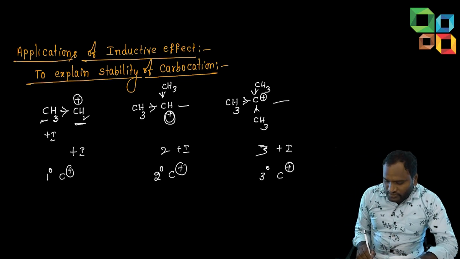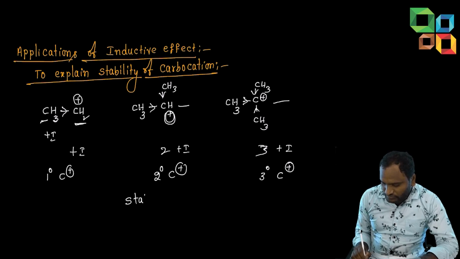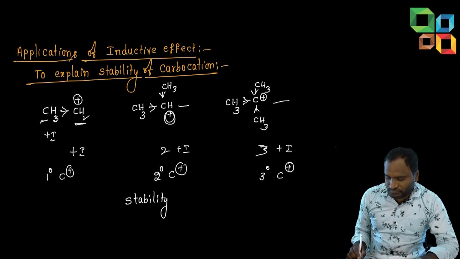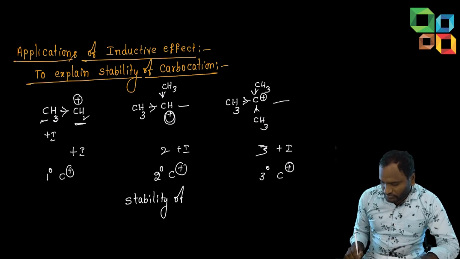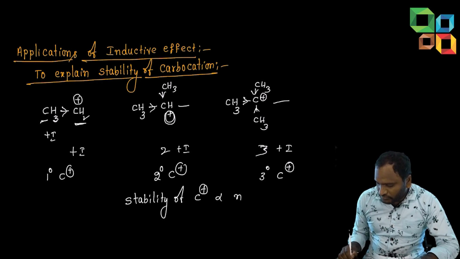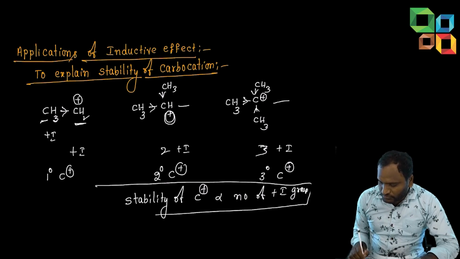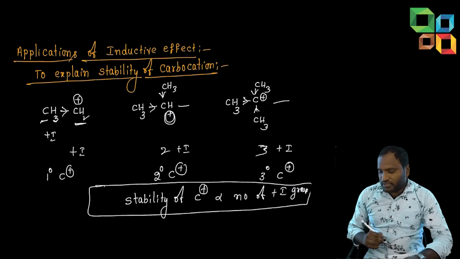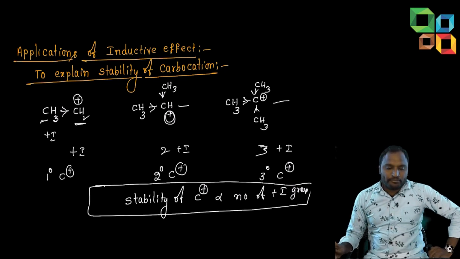From this, what we can say is that the stability of carbocation is directly proportional to the number of plus I groups. Yes or no? Yes, sir. Directly proportional to the number of plus I groups. This is very, very important. So from this we can decide the stability of carbocation.